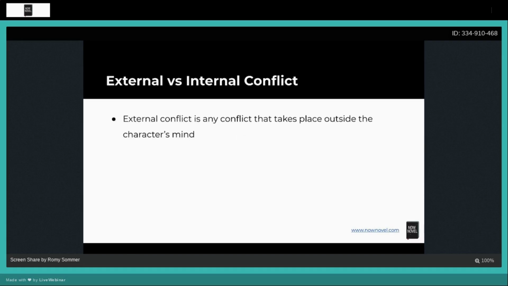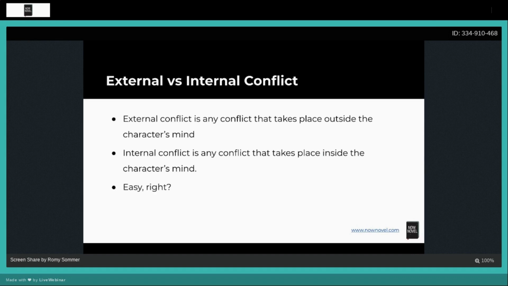External conflict is any conflict that takes place outside the character's mind, and internal conflict is any conflict that takes place inside the character's mind. Easy, right? We got that. Except it's not really that easy. So I'm going to dig down into the topic just a little bit more now.